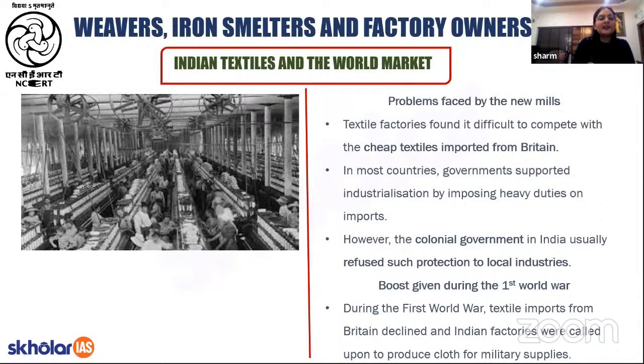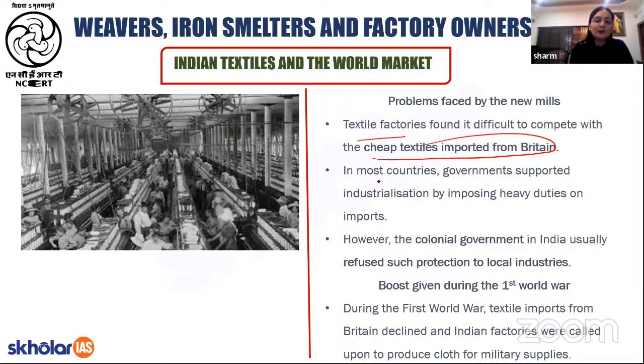So what were the problems? The first problem was that the textile industries found it difficult to compete with the cheap textiles that were imported from Britain. This is something that we have been constantly repeating, that Britain was flooding the market of India with the cheap textiles, and because of this, the fine qualities of Indian textiles could not compete with such cheap varieties, particularly because Indians were also not very rich and they could not afford such expensive clothing.